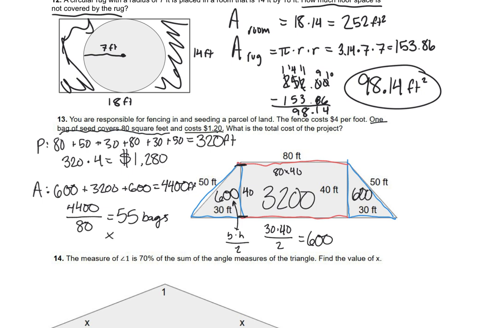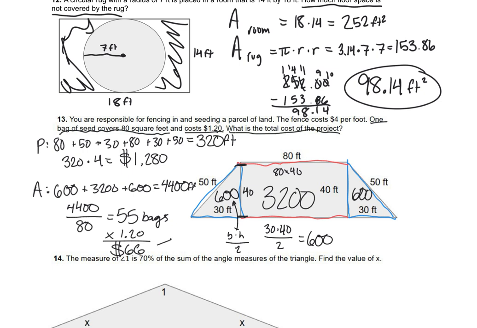So we're going to multiply by $1.20, and we're going to get an answer of $66. Each bag costs $1.20. There's 55 of them. We have a total cost of 66. What is the total cost of the project? That is our final question.